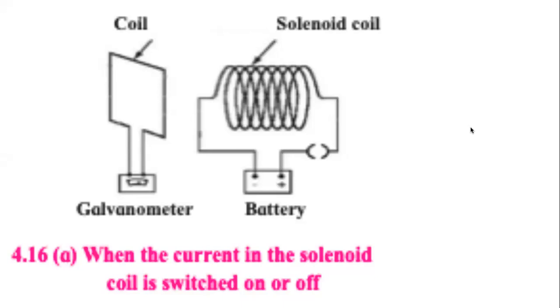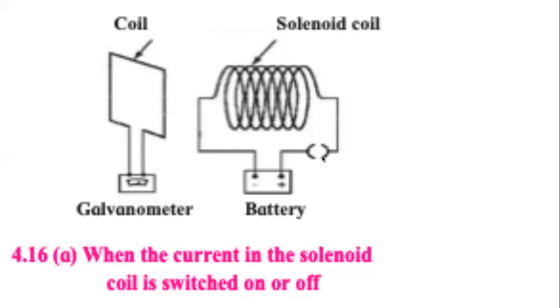So we have a coil with galvanometer connected to it, and we have solenoid coil connected through a battery. And there is a switch. When the switch is off, there is no current. And as Anushka said, if the current is not there, it will not act as a magnet. There will not be any magnetic field. If we switch it on, then a current will flow and it will start acting as a bar magnet. It will have its magnetic field.